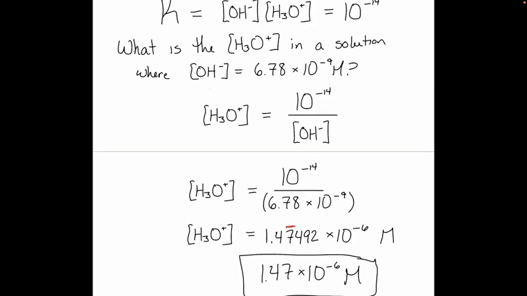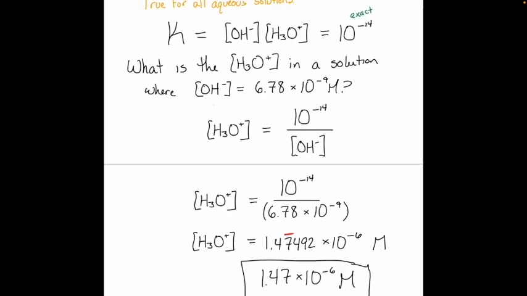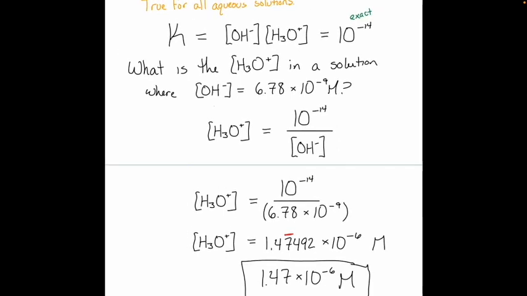Cool. All right, and again, the whole point being, using this autoionization relationship, if we know one of these values, so for example, we knew our hydroxide ion concentration, we can always find what the other one is, right? Because the product is always equal to that same number.